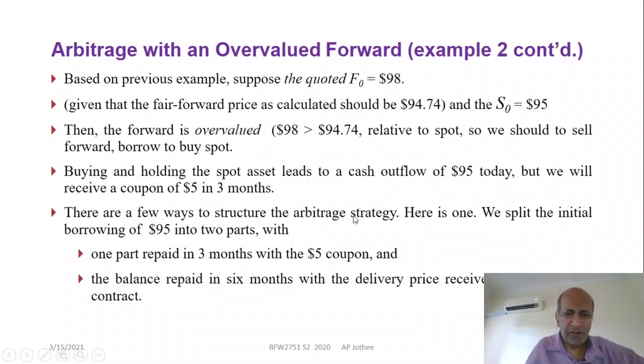Therefore, there are a few ways to structure this strategy. Here is one of them. We split the initial borrowing of 95 into two parts. We pay $5 in 3 months, as you receive the coupon, and we pay the balance in 6 months. So of that $95 which you are borrowing to buy the spot today, $5 you will pay in 3 months, and $90 you will pay in 6 months. So what's the value today of both? One part is repaid in 3 months, that is the $5 coupon. The balance is paid in 6 months' time.